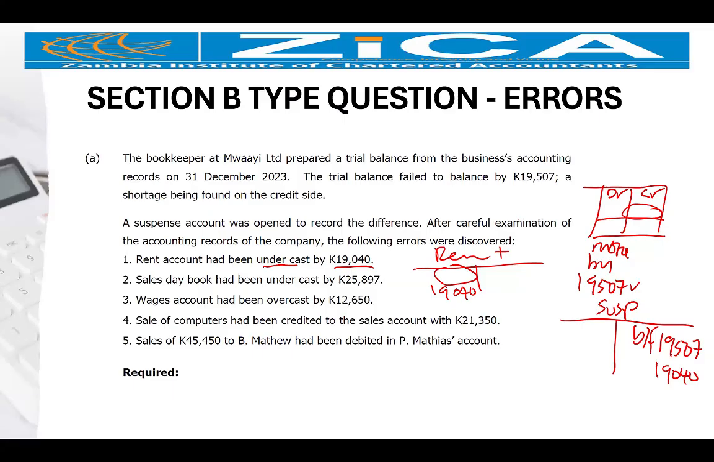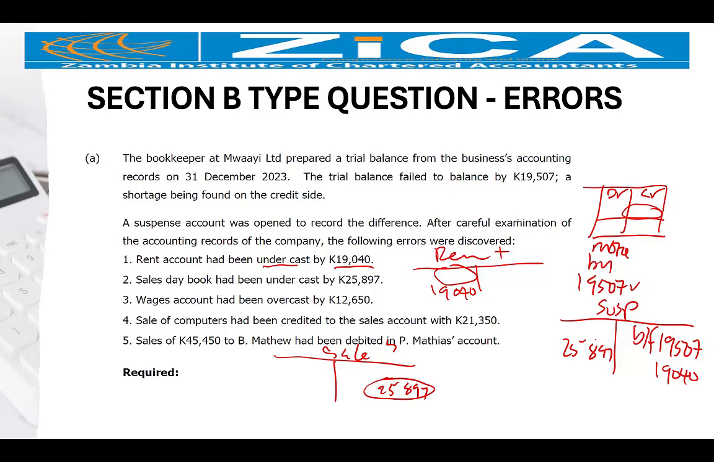Number 2, sales day book had been undercast by 25,897. So many times in the context in which this undercasting of sales day book is put, it implies the sales account was undercast. Though when you go into a lot of other details, the error may actually mean something else. But in the context in which it is used, it assumes the sales account is actually the one which is understated. So you know that sales account has a balance on the credit. So if it was understated, then the same amount must be put here, 25,897, to normalize the balance, meaning double entry debit suspense, 25,897.